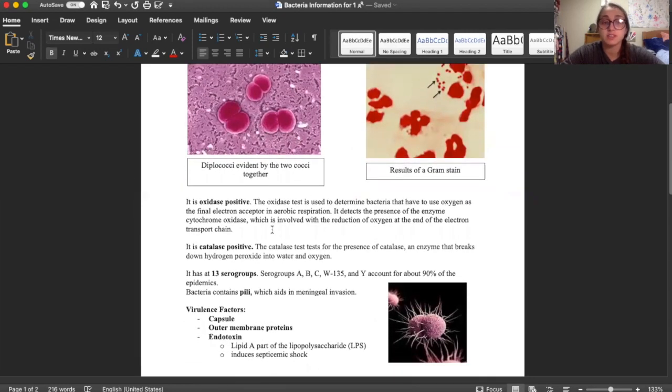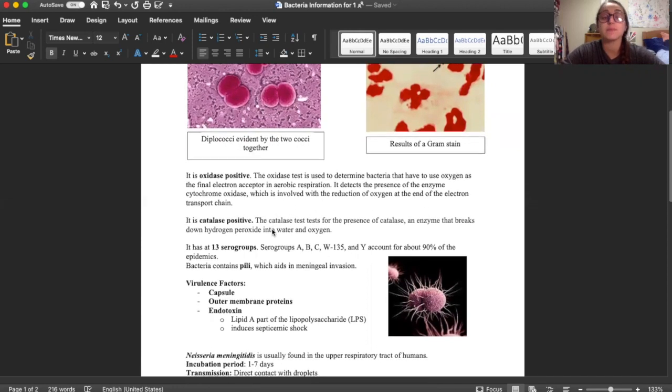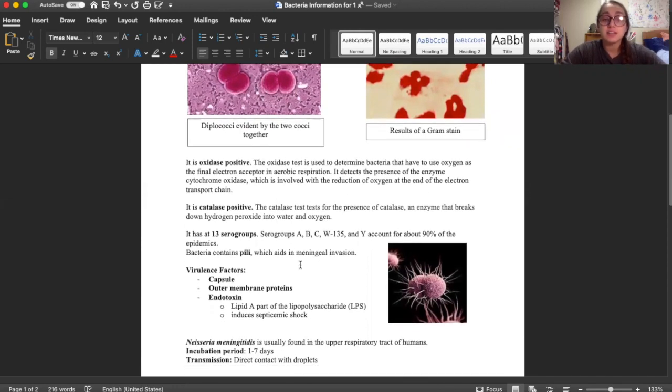Neisseria meningitidis is also oxidase positive and catalase positive. The oxidase test is used to determine bacteria that have to use oxygen as the final electron acceptor in aerobic respiration. Specifically, it tests for the presence of the enzyme cytochrome oxidase. The catalase test tests for the presence of catalase, which we know is an enzyme that breaks down hydrogen peroxide into water and oxygen. It also has 13 serogroups, and a fun fact is that serogroups A, B, C, W-135, and Y account for about 90% of the epidemics that we have seen involving meningitis.